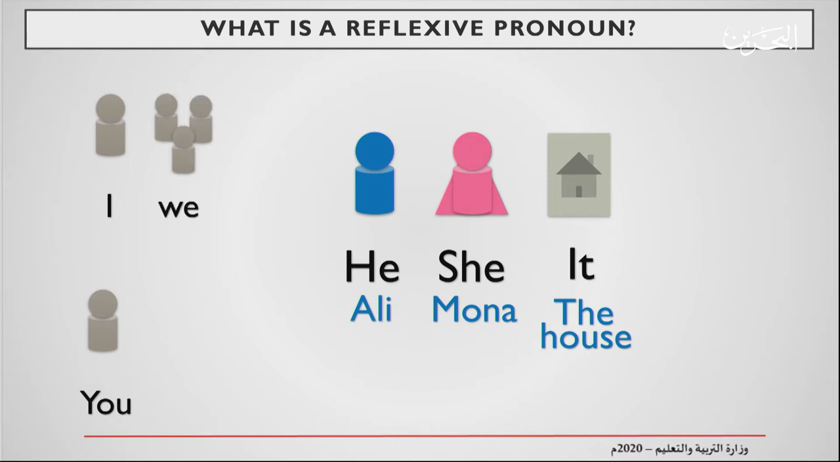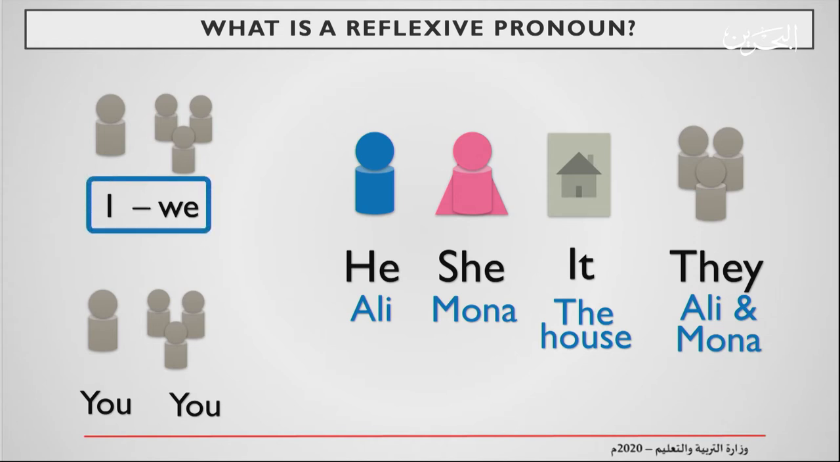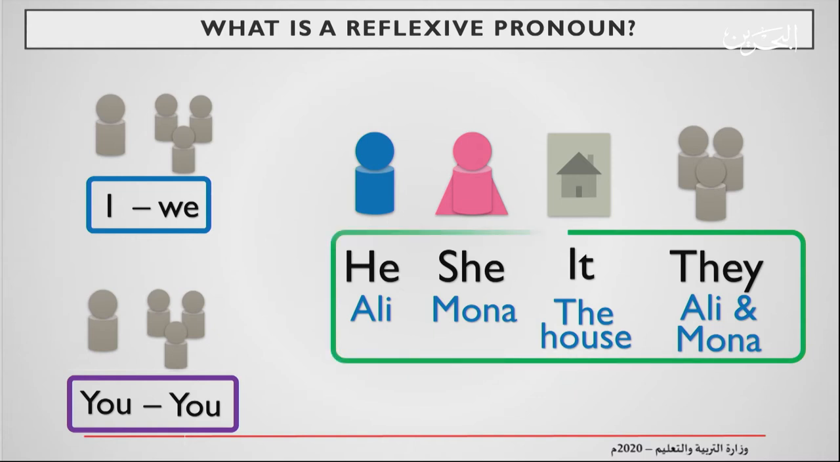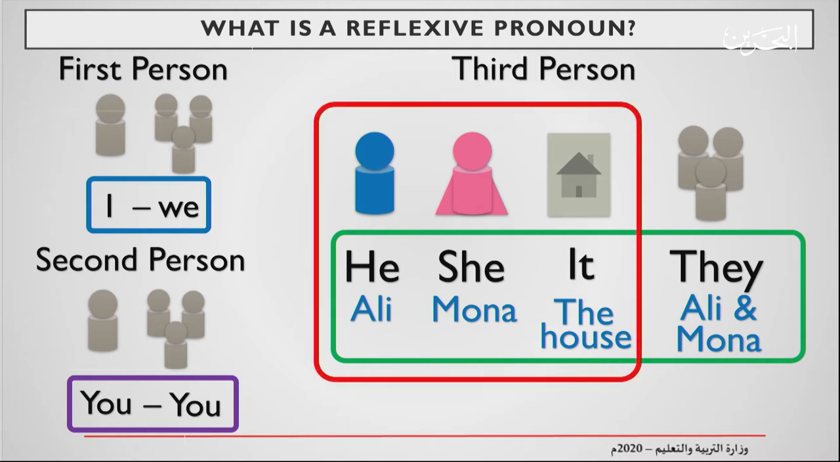Now let's go over to the plural pronouns. We have we, as you see, there are many. And then you. The first you is singular, one person. The second you is plural. They as plural, like Ali and Mona. So we have three categories here: I and we, you, and he, she, it, they. The first one we call first person. Second one, second person. The third one, third person. And in the third person, we have this category, which is very important for later grammatical rules.